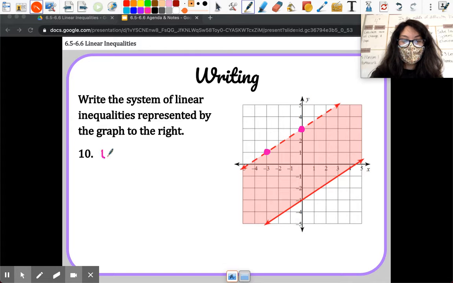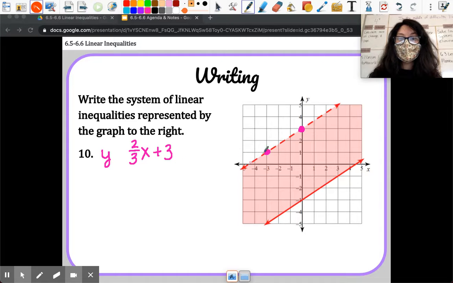So I'm going to start my inequality with y, leave some space. My slope has to be positive because my line is rising left to right. So I'm going to rise 2 and go to the right 3. So my slope is 2/3 times x. And then my inequality is going to read +3 because my y-intercept is at a +3.